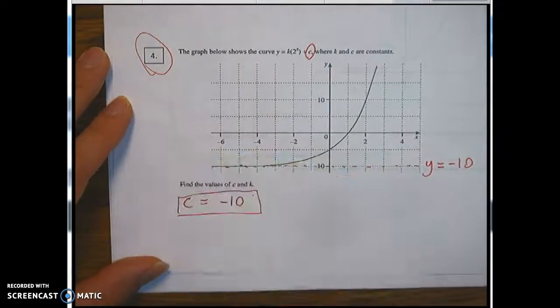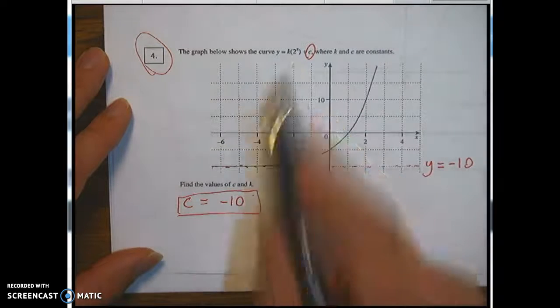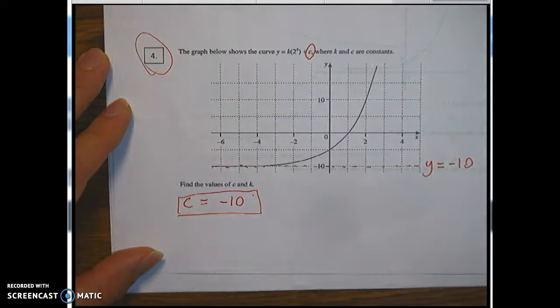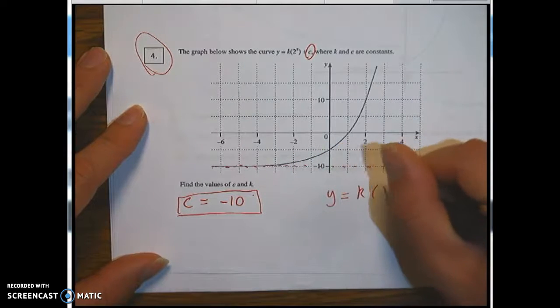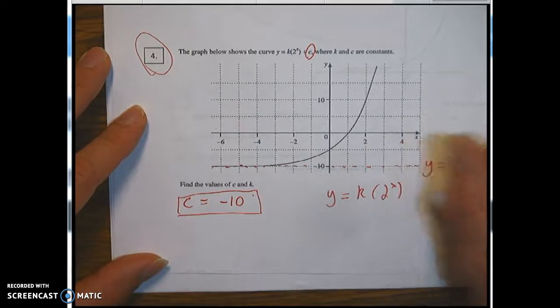I can use that information to figure out what k is. So I'm going to go ahead and plug c into my equation here. I've got y equals k times 2 to the x power minus 10.